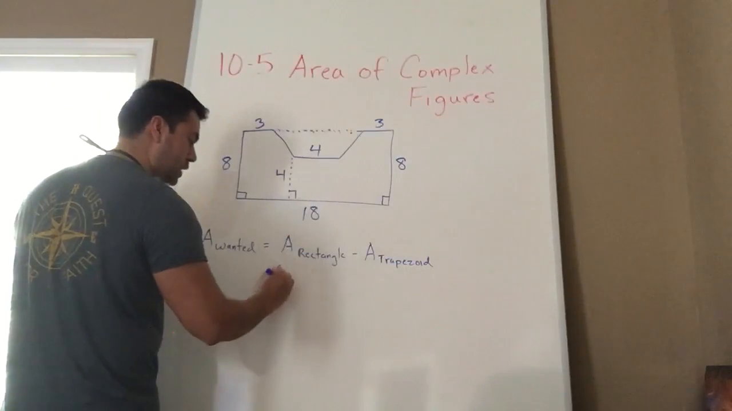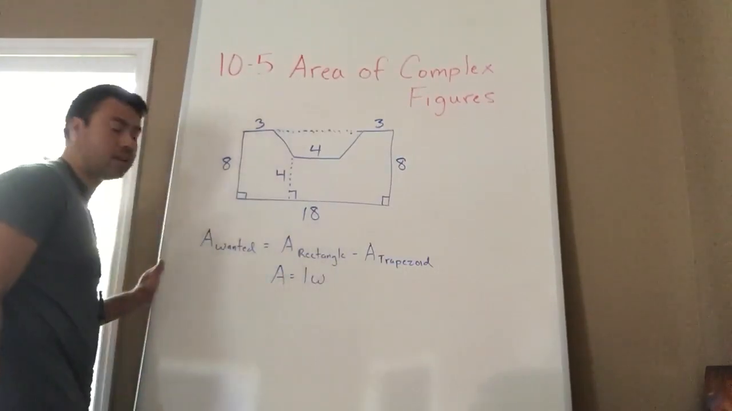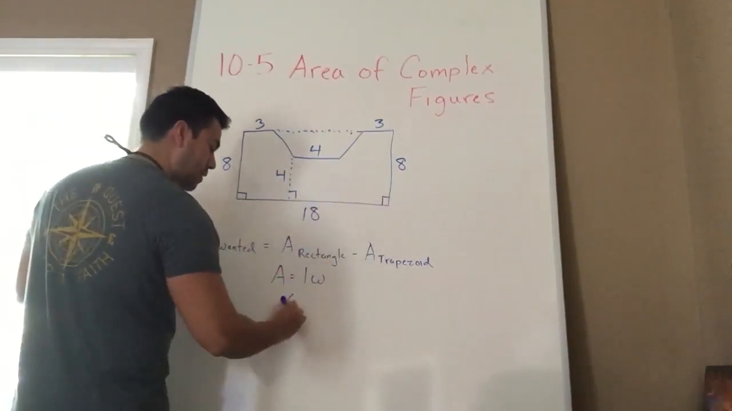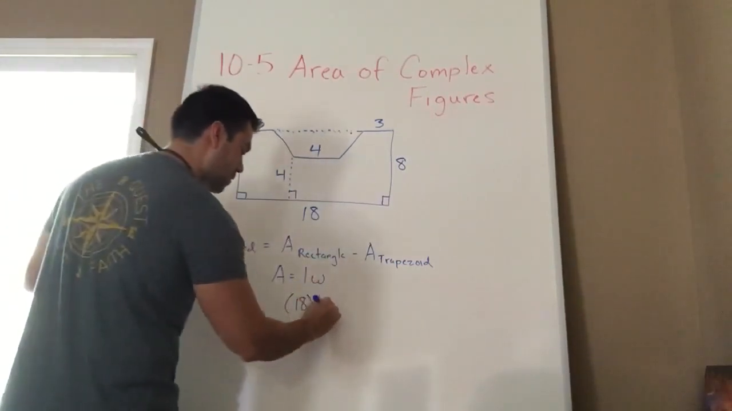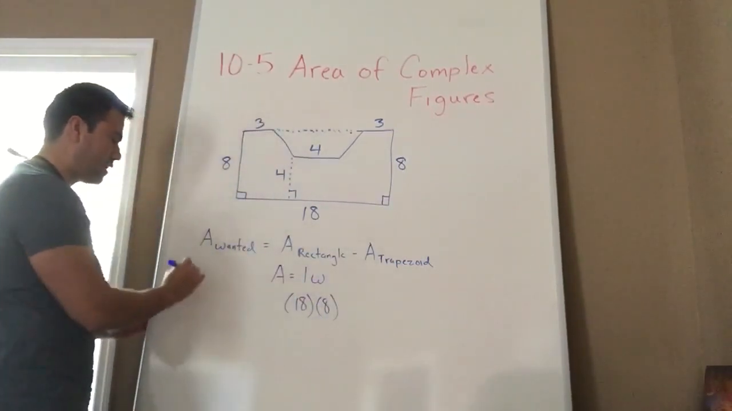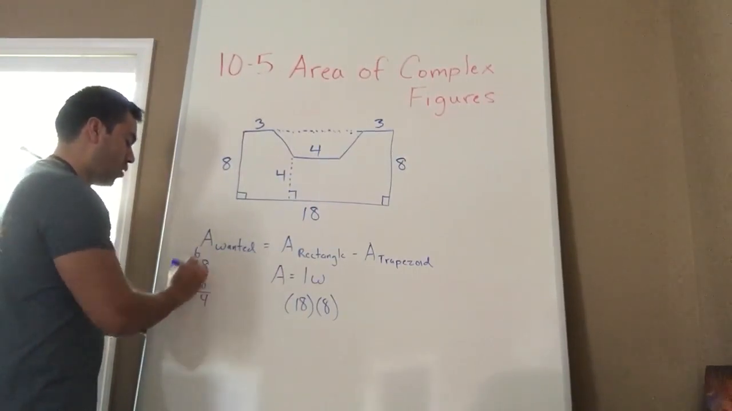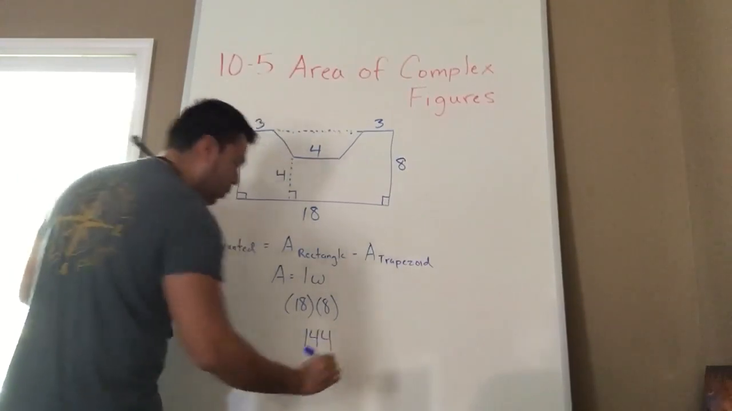Well, first, what's the formula for a rectangle? It is length times width. Okay, L times W. All right, what's the length? 18. What's the width? 8. Okay, that's not too bad. I'm going to multiply those out. 18 times 8, 64, 144. So I got the area of the rectangle being 144.